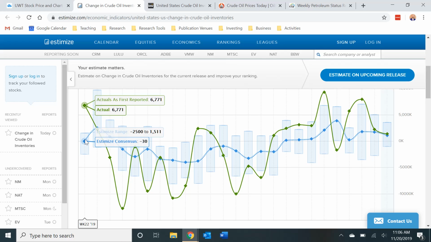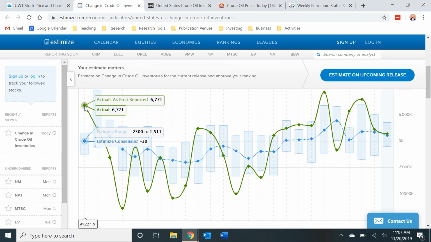Okay, and they were expecting a range. They had a confidence interval from a 2,500 million barrel draw to a 1,511 million barrel build. Okay, so a positive number indicates that inventories are increasing. A negative number indicates that inventories are decreasing. Now you can see the actual number for the week came in at a 6,771 million barrel build. So it was a much larger crude oil inventory build than the market expected. You can see it's well outside the confidence interval for the week. So it was a big surprise.